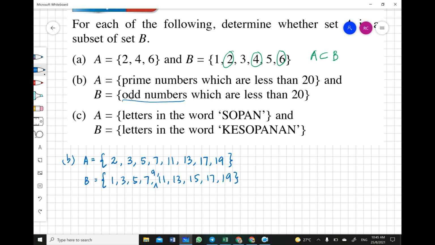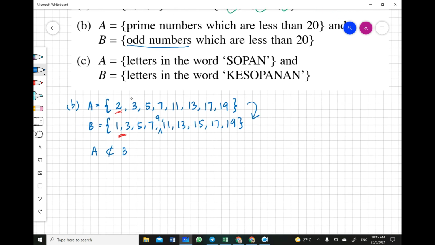Okay. So here, we need to determine whether set A is a subset of set B. To make sure it is a subset, we've got to make sure all the numbers are in there. Is 2 in set B here? No, right? So directly we know the answer already. Set A is not a subset of set B. Okay? Now we look at the next one.